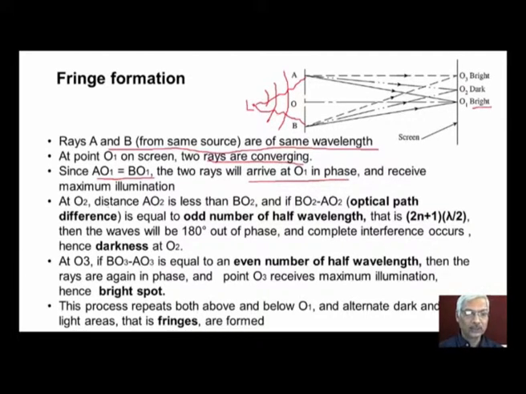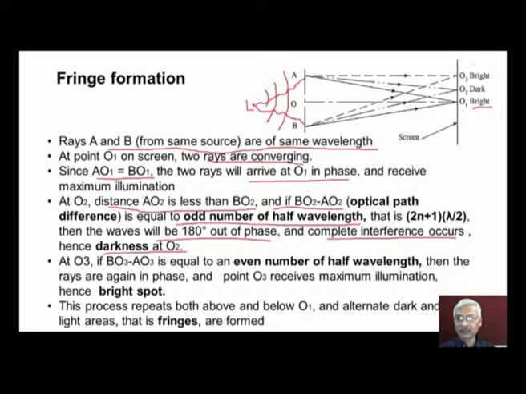Now let us consider what happens at point O2. At O2, distance AO2 is less than distance BO2, and if BO2 minus AO2, which is nothing but the optical path difference, is equal to an odd multiple of half wavelength, that means (2n+1) times lambda by 2, then the waves will be 180 degrees out of phase, and complete interference occurs, and hence we get a dark spot at O2.